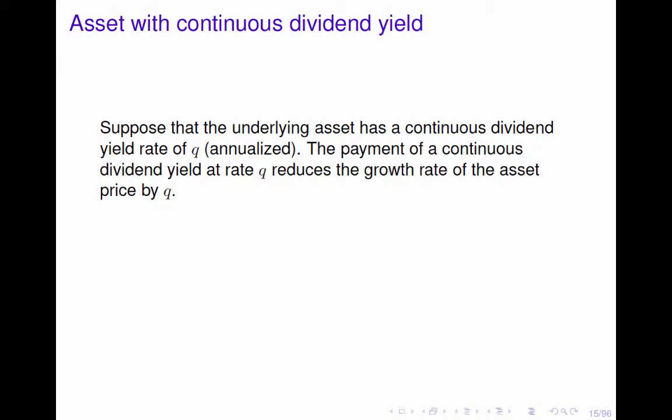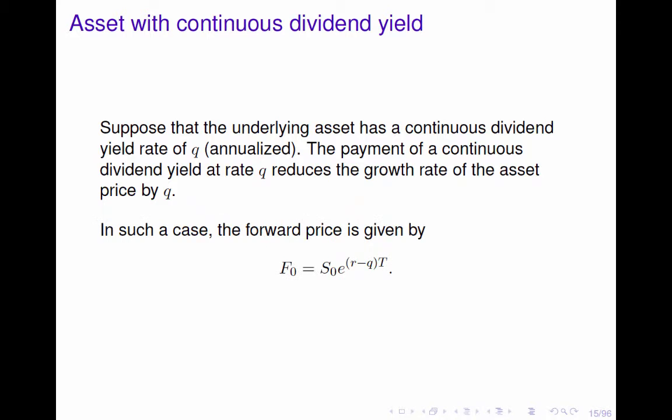Next, let's consider the case when the underlying asset pays continuous dividend. Let Q denote the continuous dividend yield rate. Then the growth rate of the asset price is reduced by Q. And thus, the forward price is given by S0 times exponential (R minus Q) times T.